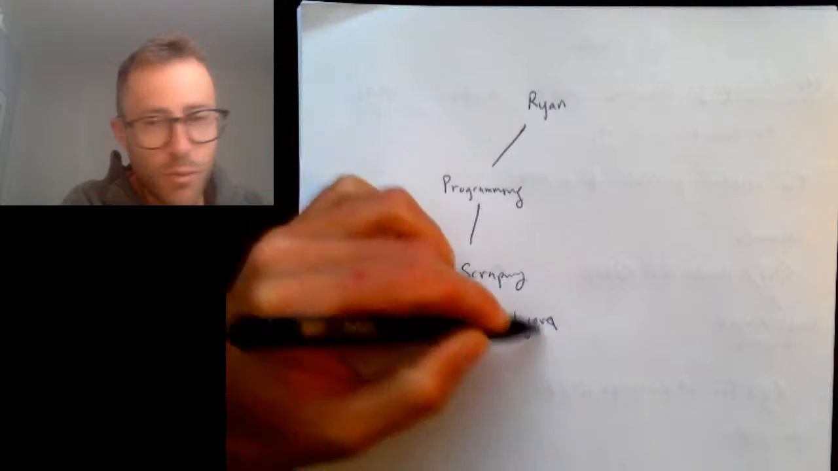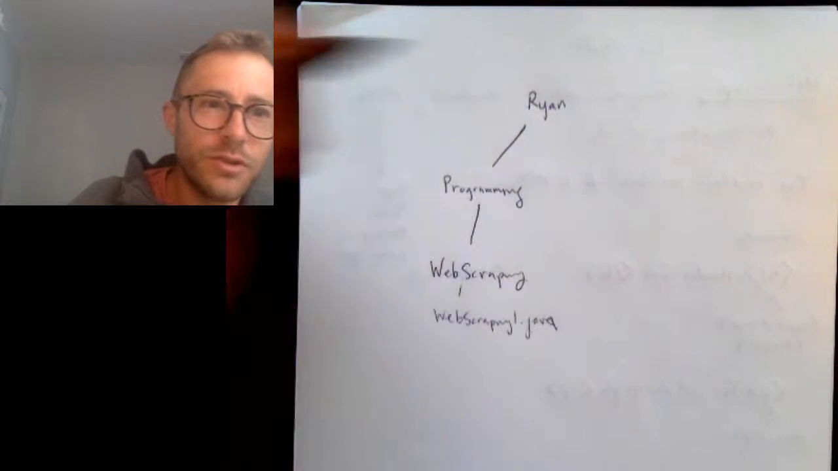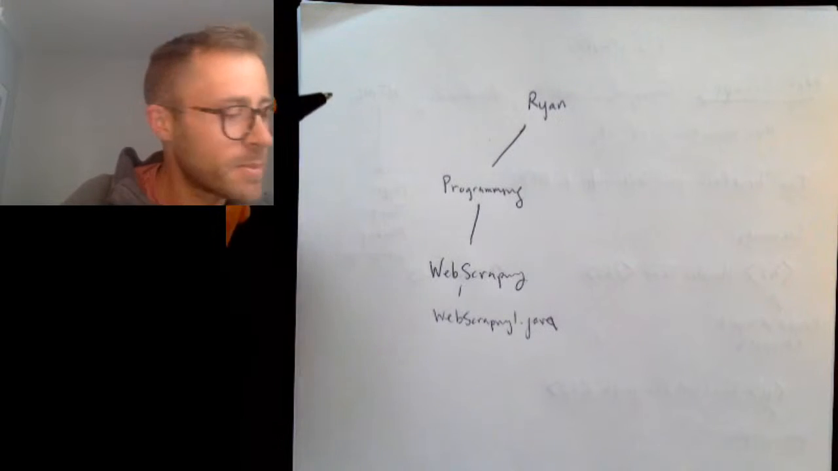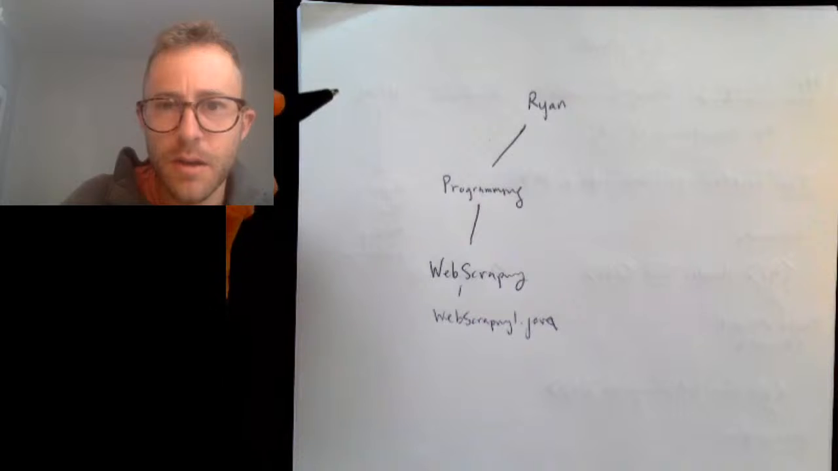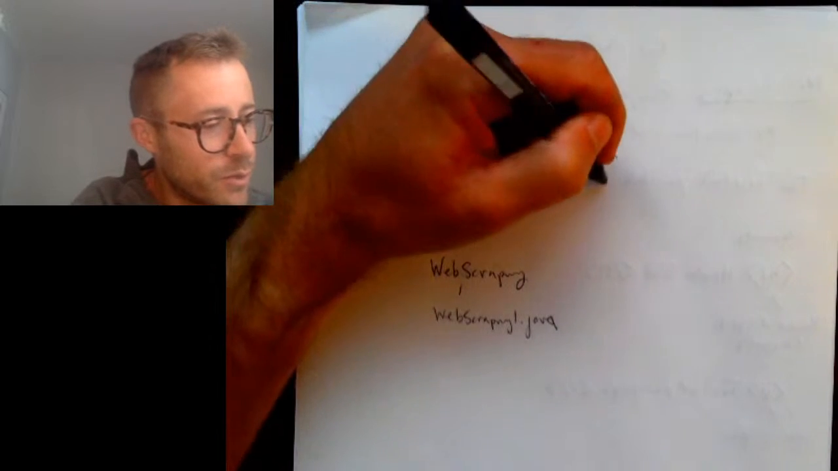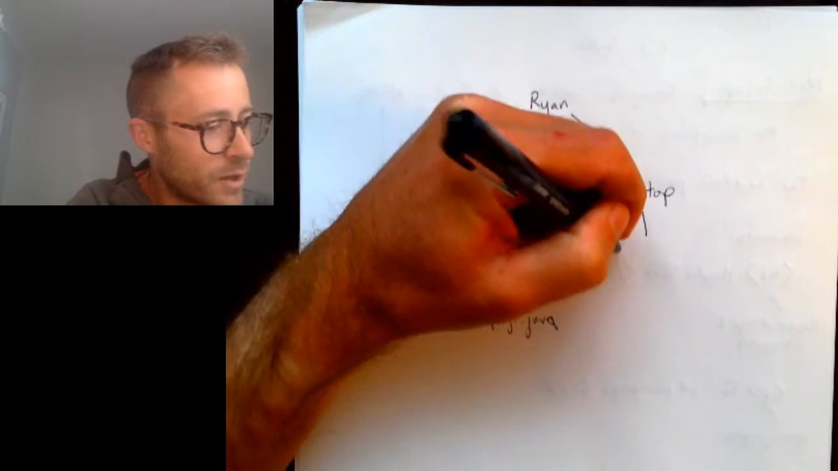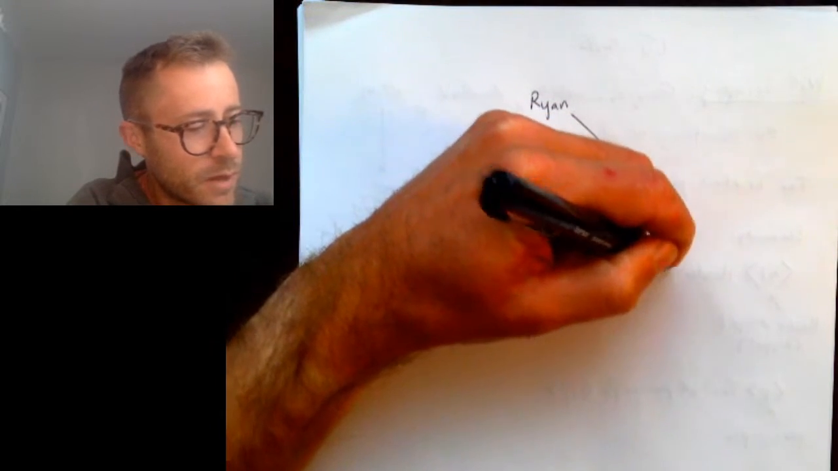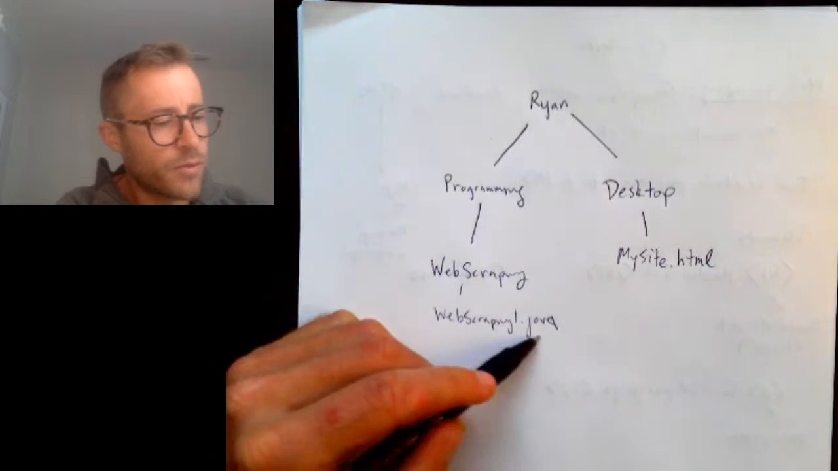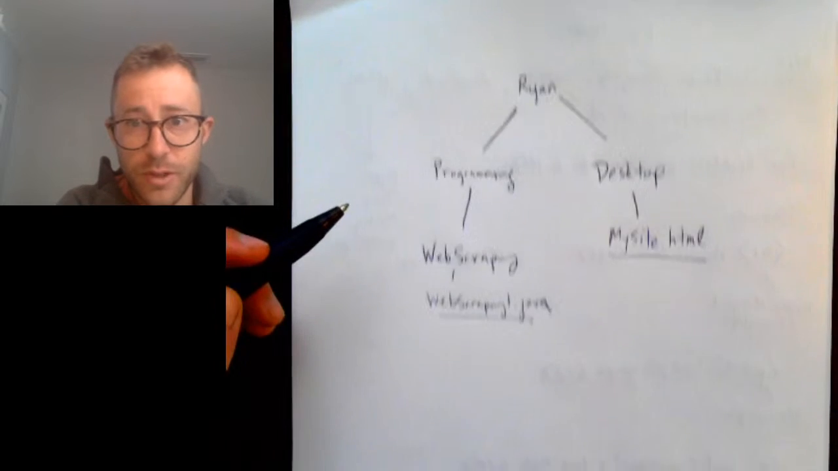So if I'm running web scraping 1, it's within the web scraping folder. But my web page, as you can see, is on the desktop. The desktop is another folder that is a subfolder of the Ryan folder. And then there's my site.html. So if web scraping wants to access my site, I have to give the file path.